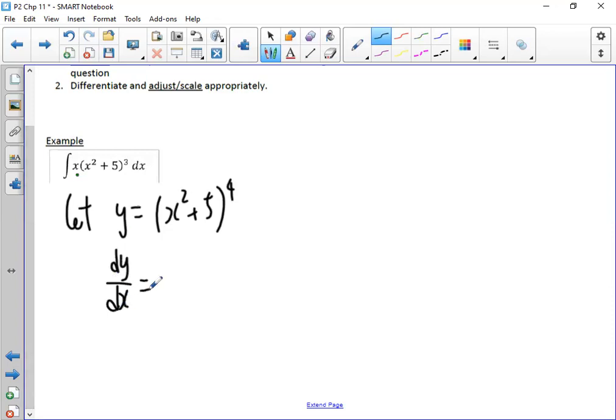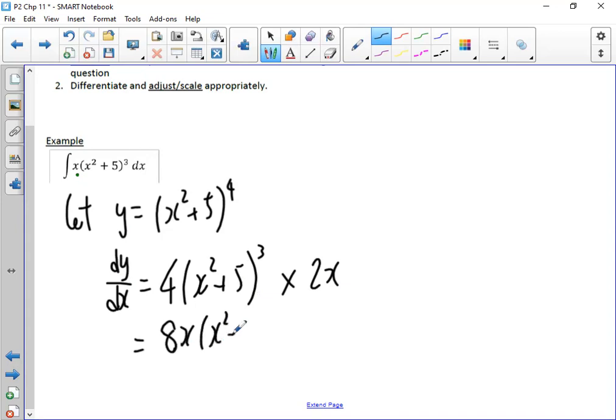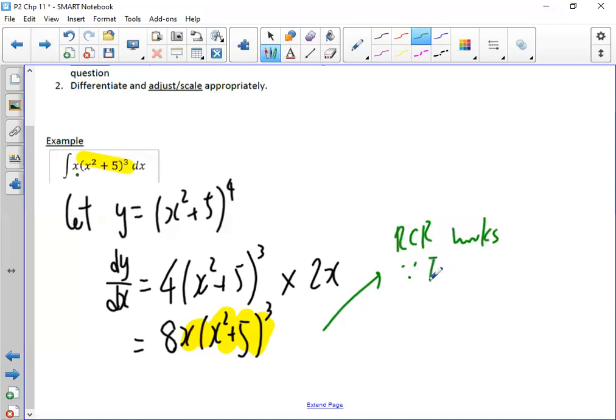I need to verify that. So let's differentiate. Chain rule, take down the power, power goes down by 1, times differentiate inside, 2x. And then if you multiply and simplify a little bit, you get 8x times (x squared plus 5) cubed. Does chain rule work in here? You tell me. It does. Why? Because you can see this term is the same as that. So a note on the side in here means reverse chain rule works, because the algebraic term is matching with the question.